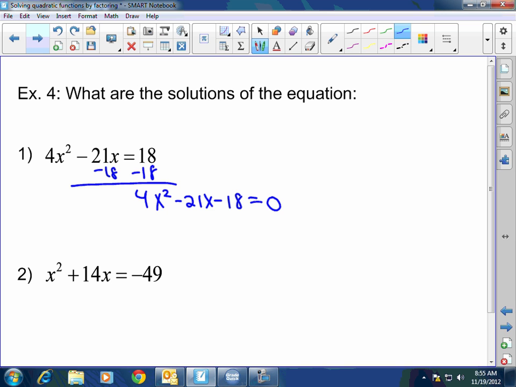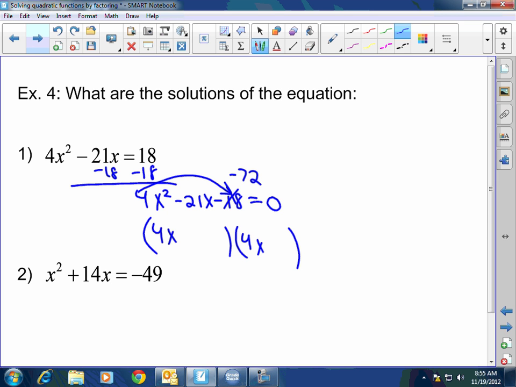Can I take out a GCF? Okay, so we're going to have to go the hard way, okay? But this isn't that bad. Just use your brain, guys. It's a tough one, but not really. 4 times negative 18 is going to be negative 72. Now just think. Look at the numbers here. What times what is going to be negative 72, but when added together is negative 21?